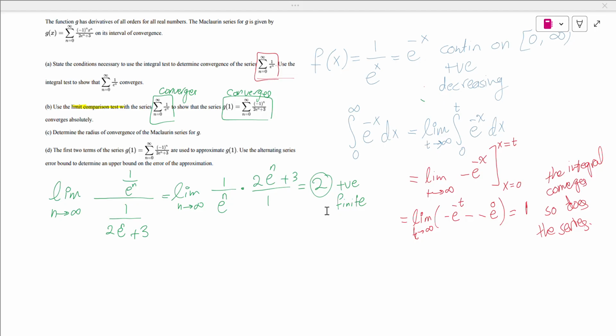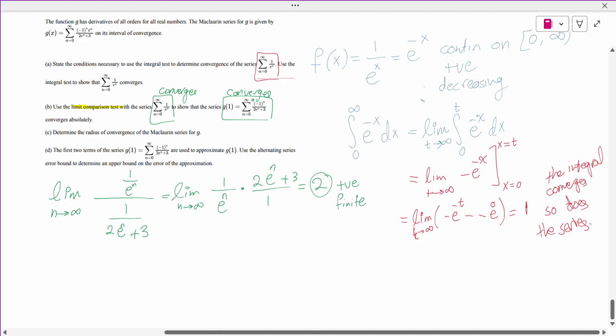2 points only? Okay. So we have to go back and say it converges absolutely, not only converges, in order to get the full credit. Because 1 over e to the power of n converges absolutely. 1 over e. So here we just say converges absolutely. And you have to state that this is g of 1 maybe.